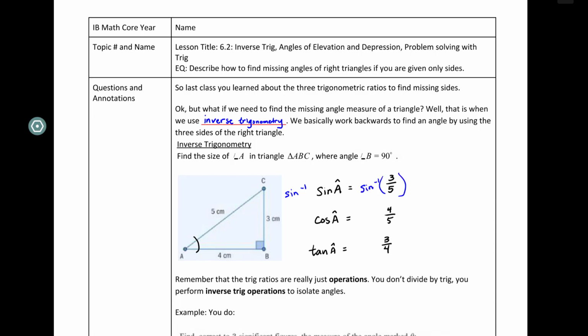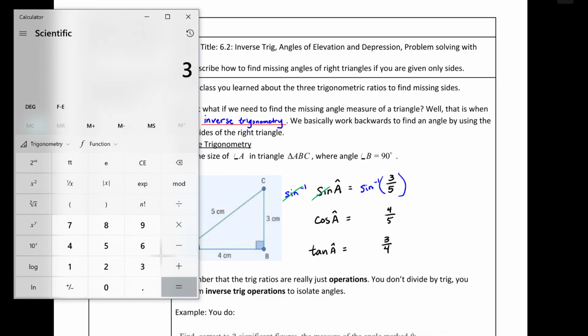So if we're going to take sine inverse of sine of A, then the inverse and the thing itself are going to cancel out, leaving us with just angle A. That's exactly what we want. On the left-hand side, we have sine inverse of 3/5. Pull up a calculator and we can find this very simply.